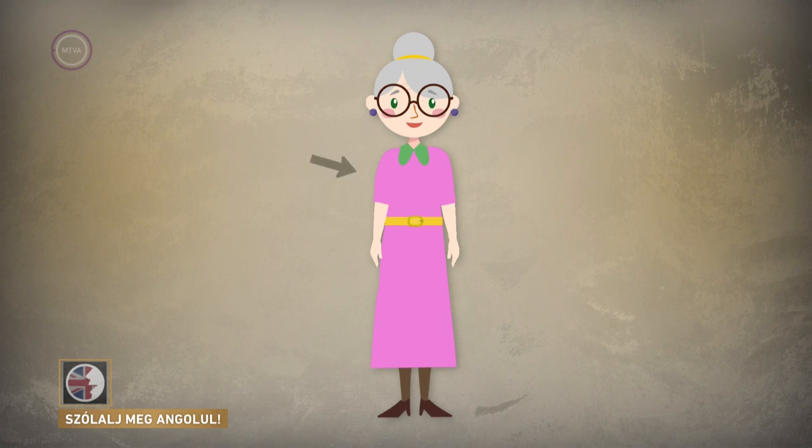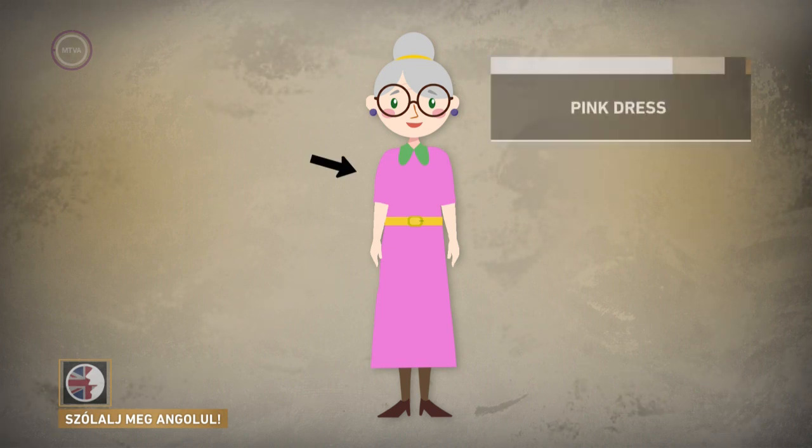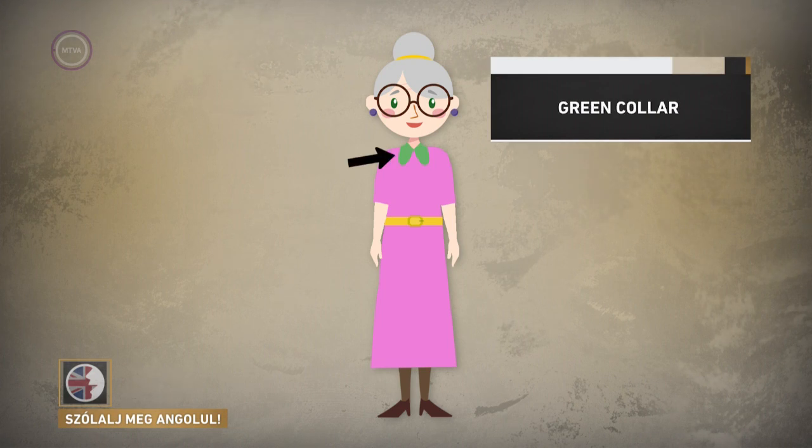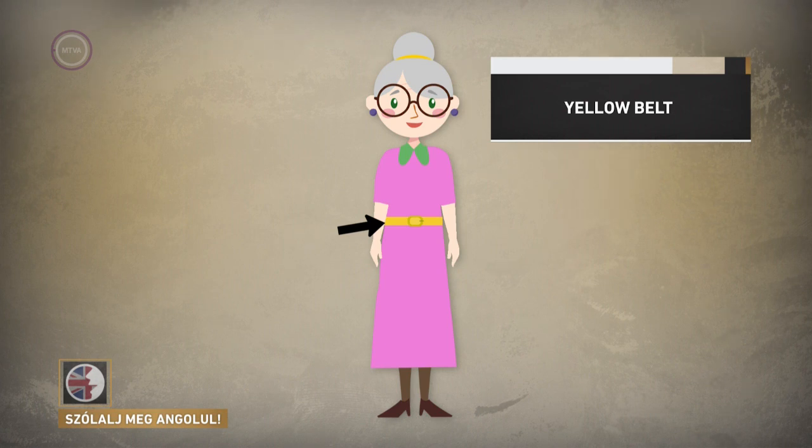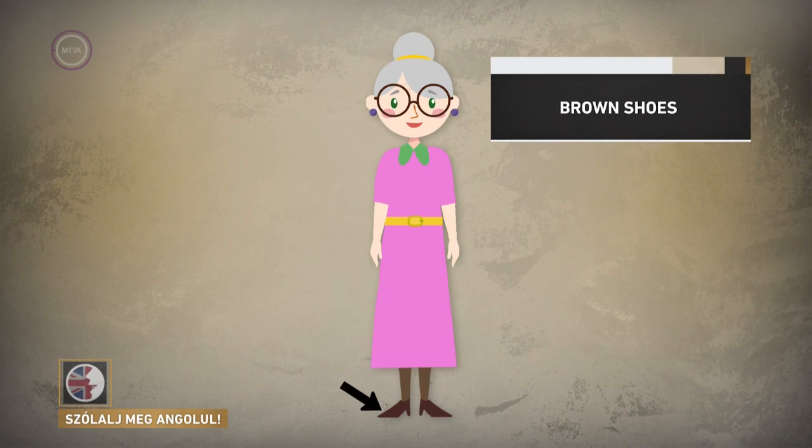Okay, so what can we say about the clothes she's wearing? Well, she's wearing a pink dress. Her dress has got a green collar. She's wearing a yellow belt. She's wearing brown tights. She's wearing brown shoes. So, Holly, Alfredo's mother and Mary's mother-in-law, is wearing brown shoes, brown tights, and a pink dress with a green collar. She's also wearing glasses and earrings.